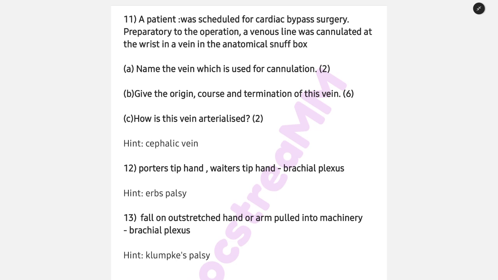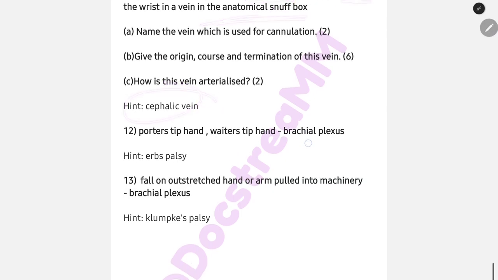Here you have a question about the cephalic vein. They have given anatomical snuffbox. They have used a venous line to cannulate it. Mostly it will be the cephalic vein. This is also an essential question that can be asked because brachial plexus is a 10-mark question. So that can be incorporated into case-based questions.